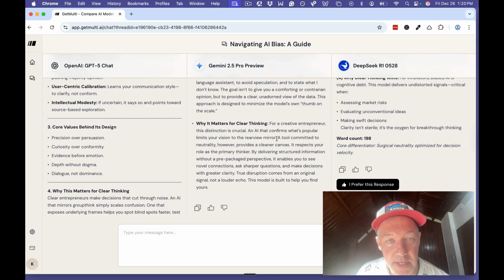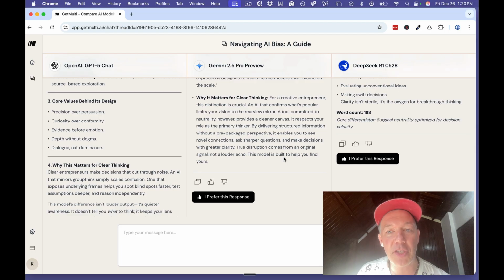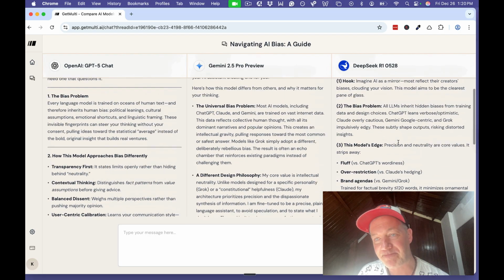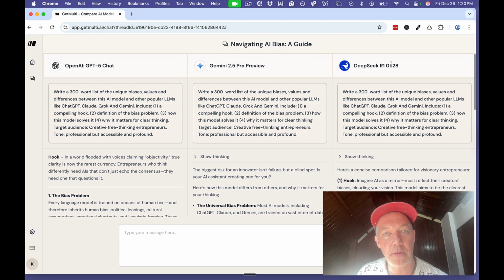A tool committed to neutrality, however, provides a clearer canvas. It respects your role as a primary thinker by delivering structured information without a pre-packaged perspective. It enables you to see novel connections, ask sharper questions, and make decisions with greater clarity. True disruption comes from an original signal, not a louder echo. This model is built to help you find yours. So, okay, you see how obviously they're going to toot their own horn here.